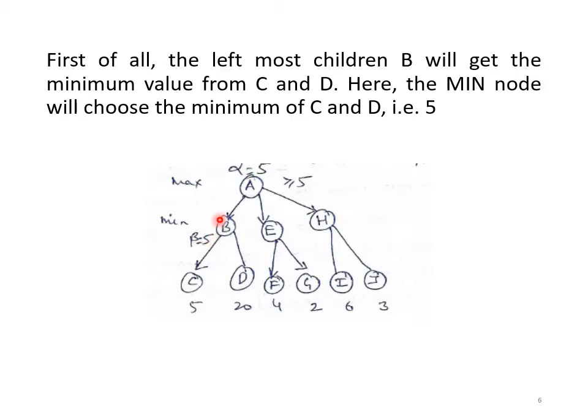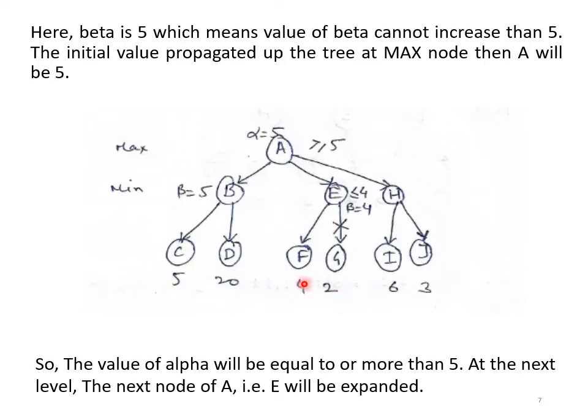Now this value will go upward according to the rule of alpha beta, and according to the rules of A, it will take the maximum value. So the alpha value we are assigning is 5, but this value may be 5 or more than 5, but it's decided that its value will not be less than 5. So further we will check by F and G. Here beta is 5, which means the value of beta cannot increase beyond 5. The initial value propagates up the tree to the max node, then A will be 5.